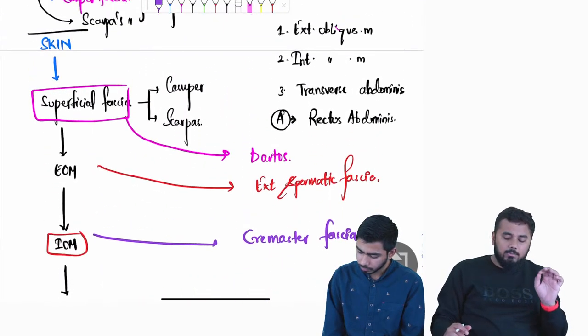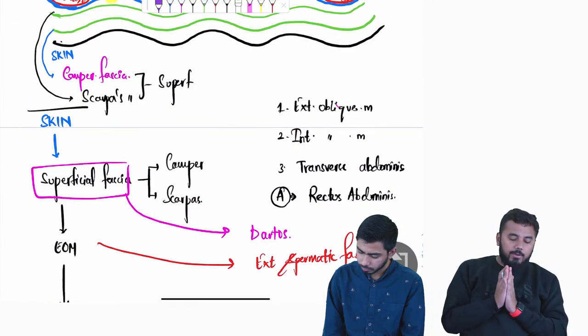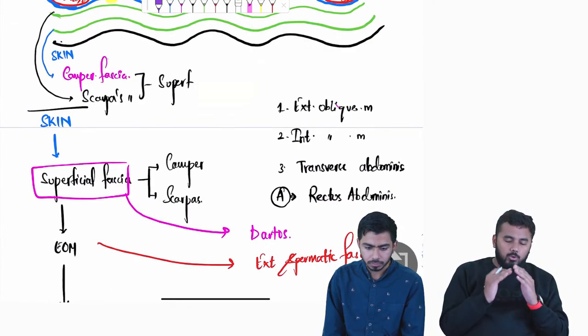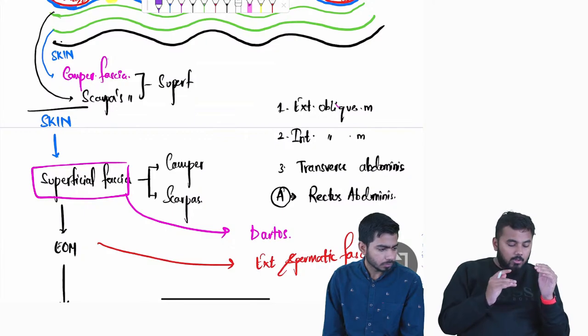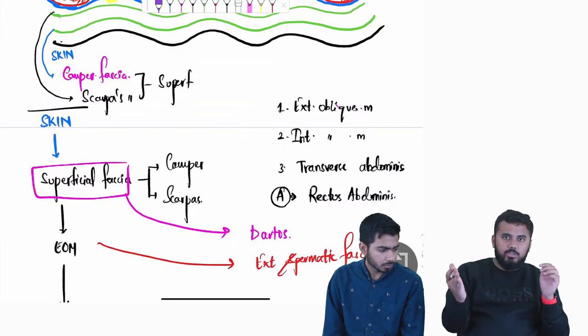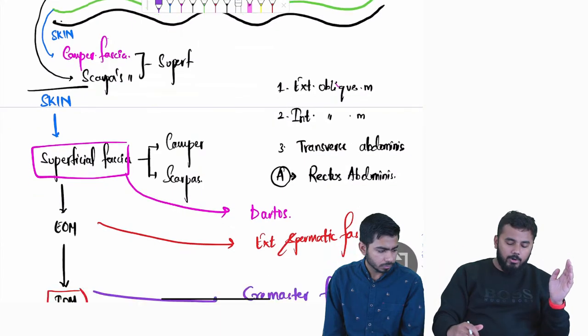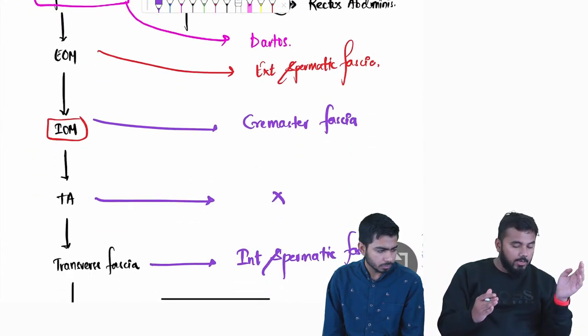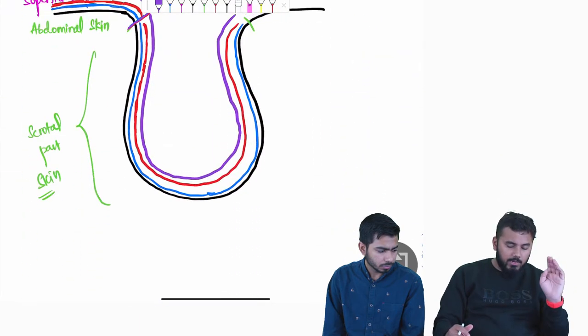So, this box which I have drawn is very, very important, guys. You should know the layers, right? What are these layers in continuation with the testis? In the testis, what do you call them? That is very important, so I have written the comparison down here. This is very, very important, guys.